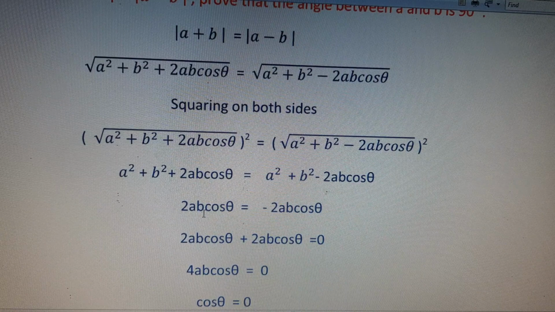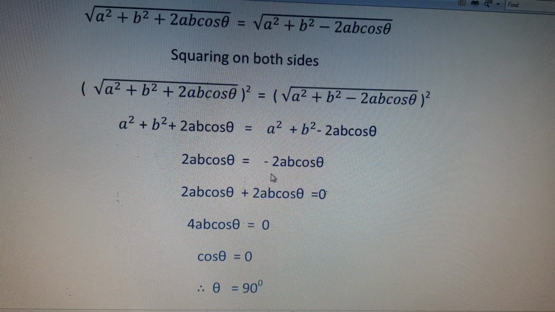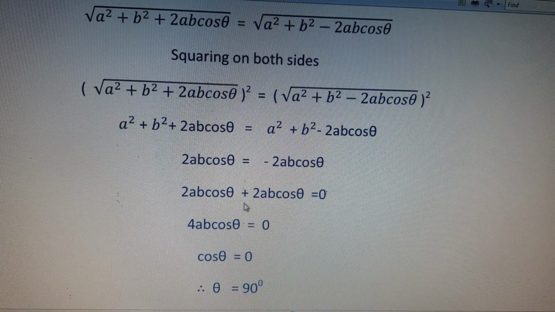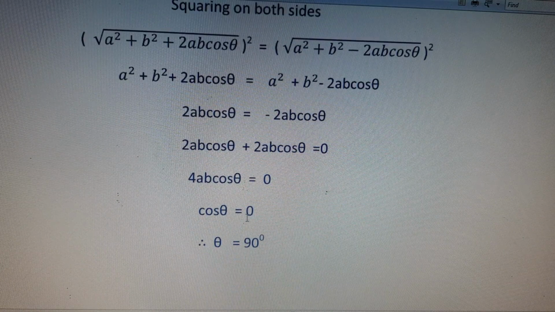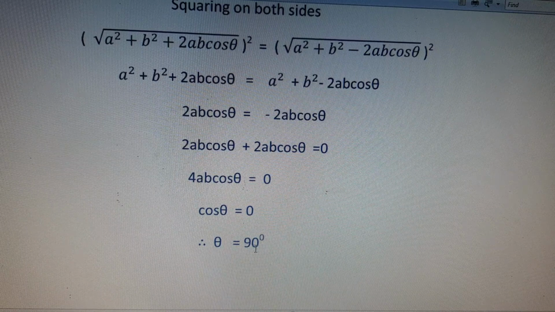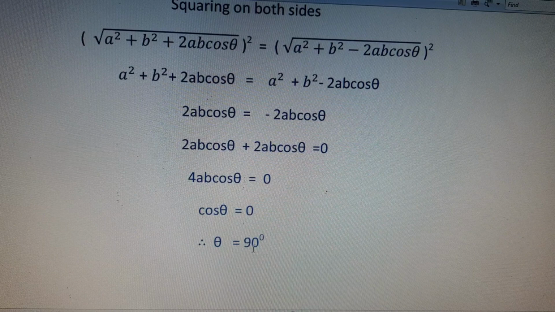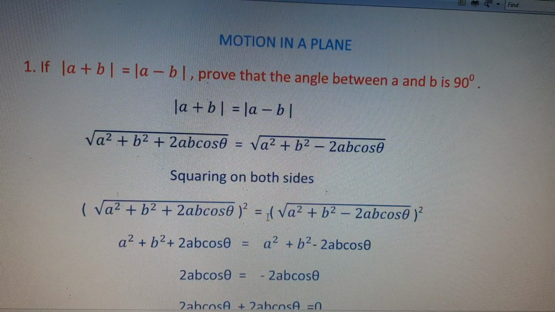So the remaining terms: 2ab cos theta is equal to minus 2ab cos theta. So we can write the equation 2ab cos theta plus 2ab cos theta is equal to 0. So 4ab cos theta is equal to 0. Then cos theta will be 0. When cos is 0, theta is equal to 90 degrees, meaning cos 90 is 0. Therefore theta is equal to 90 degrees. So the angle between a and b is 90 degrees.